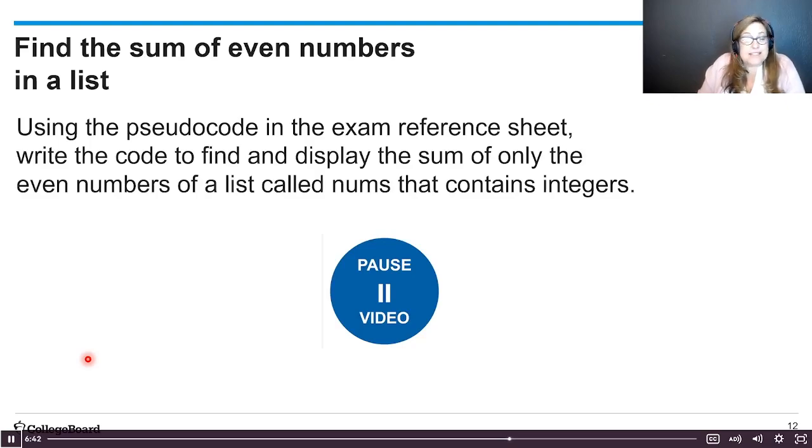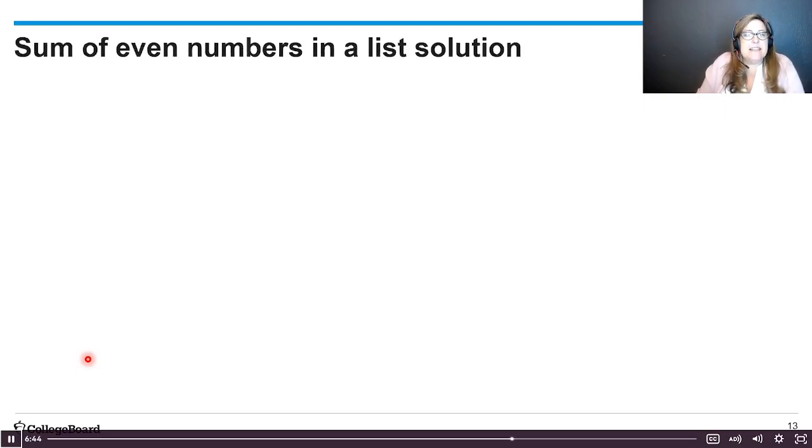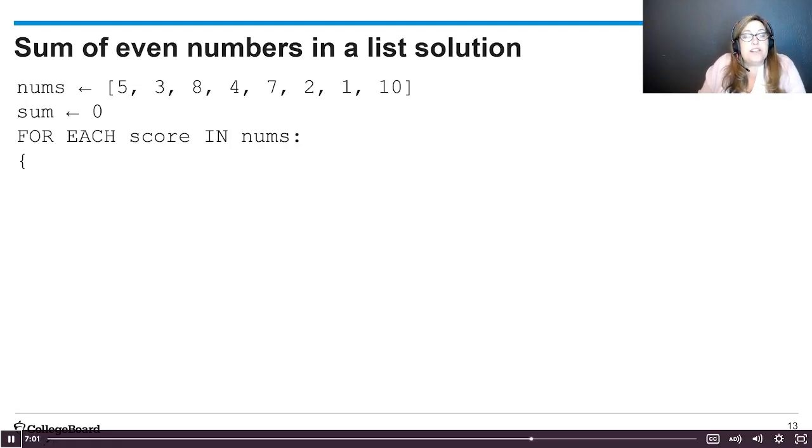Okay, I hope you paused and wrote out some ideas. Let's look at what the code should look like. Well, I made up a list for nums to get us going and so that we can use it to test our code. I assigned the value of 0 to sum since right now I haven't added anything together. I'm going to go through every score in nums, so I'm going to use this loop, this traversal for each score in nums again.